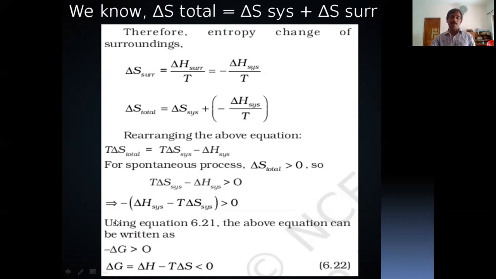When a process is spontaneous, T delta S total is positive, or delta G is negative. When delta G is negative, that process will take place spontaneously, or we can say the overall criterion for a spontaneous process is that the delta G value should be negative.